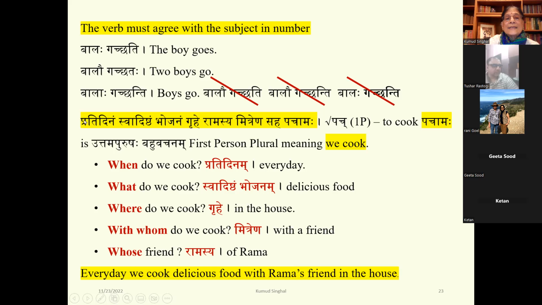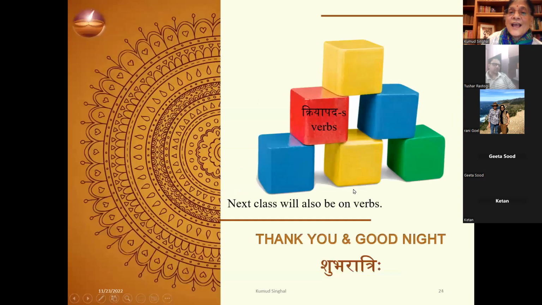So in this sentence, you have many vibhaktis and a verb form. Pratidinam is an indeclinable. Swadishtham bhojanam is in dvitiya vibhakti ekavachanam. Grahe, saptami vibhakti ekavachanam. Ramasya, shashthi vibhakti ekavachanam. Mitrena, tritiya vibhakti ekavachanam. And the verb form is uttama purusha bahuvachanam.